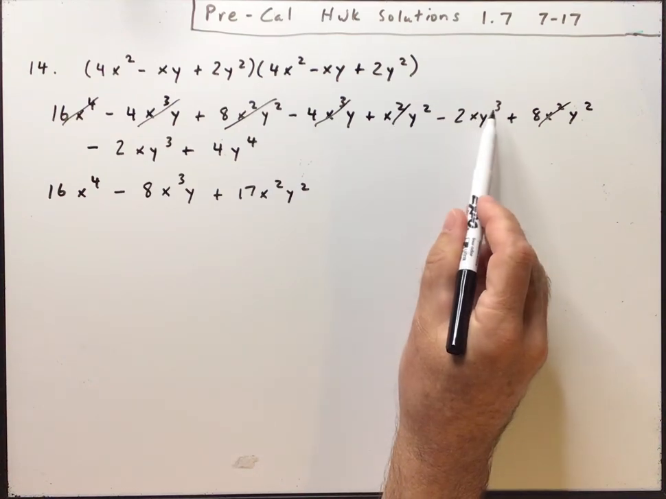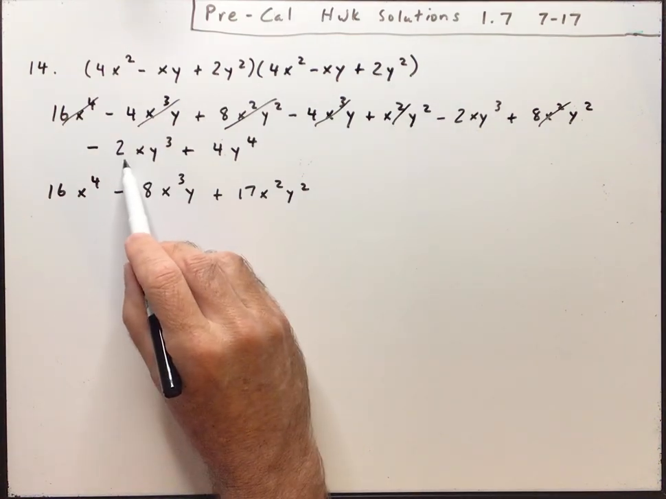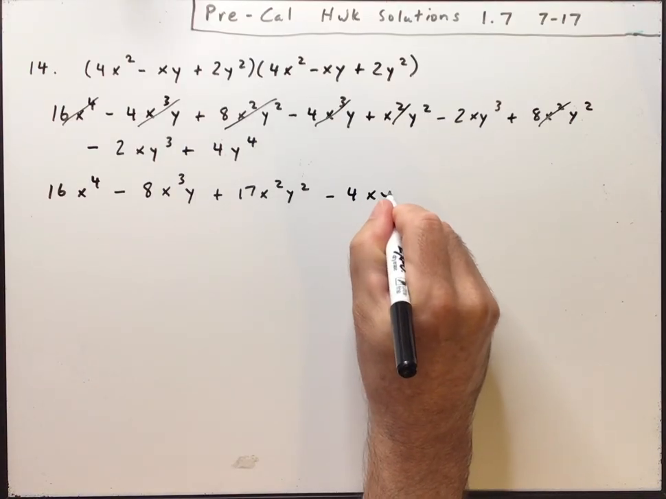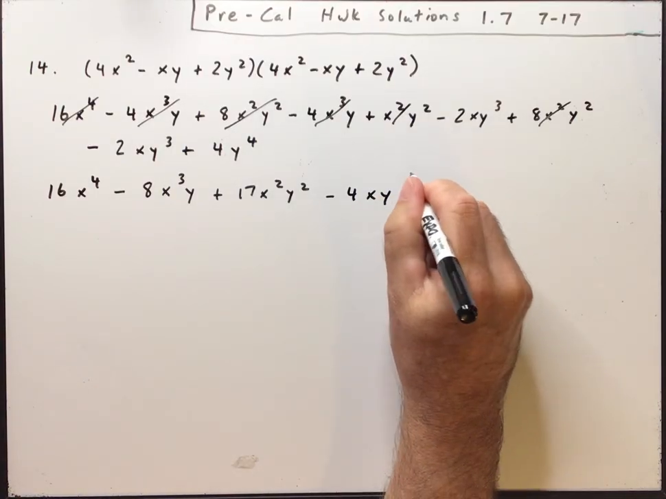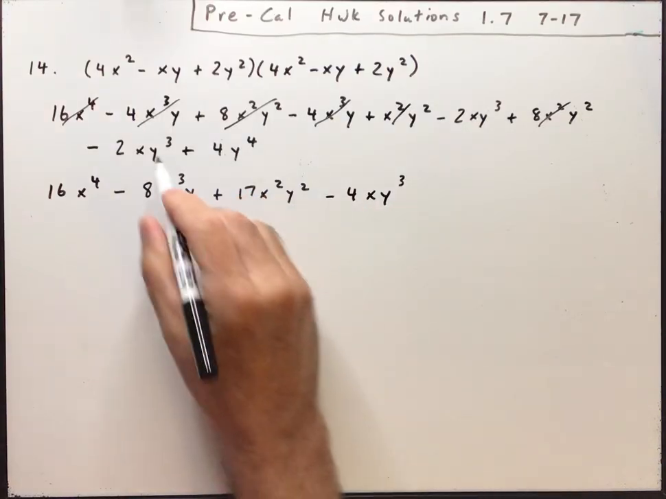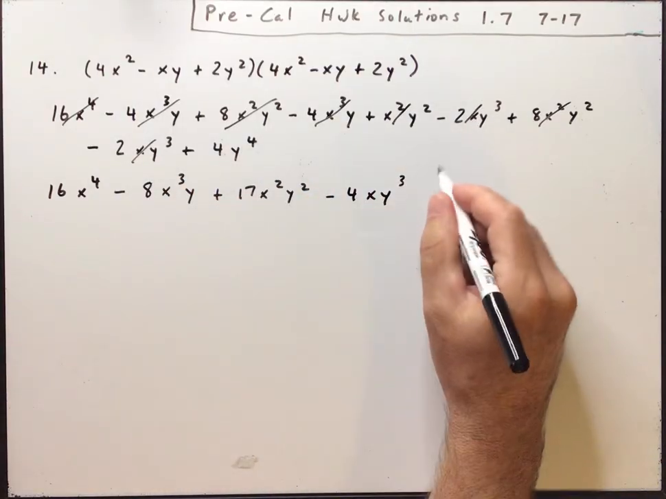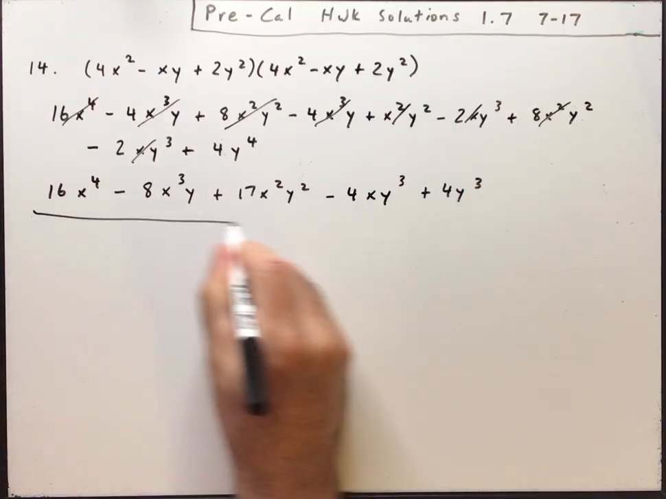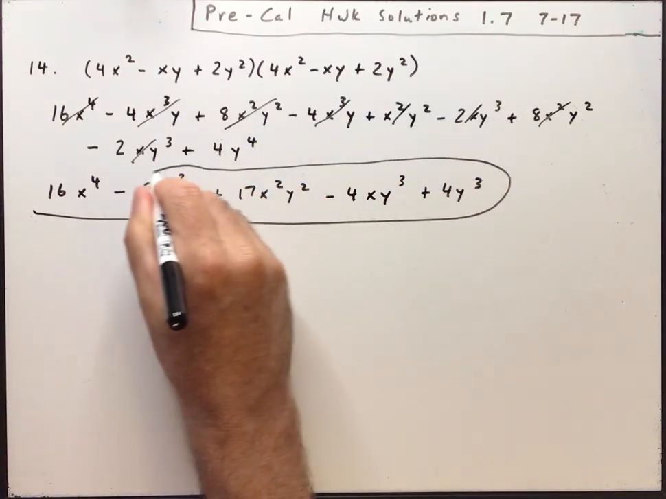And then xy cubed, I've got a negative 2 of that and another negative 2 of that, so that'd be minus 4xy cubed. And then finally, plus 4y to the 4th. All right, so tedious, not really hard if you're careful.